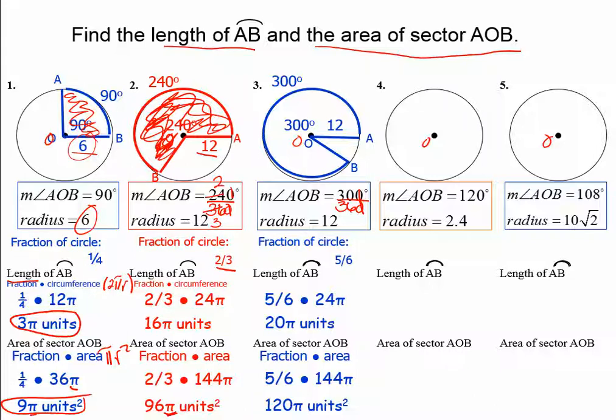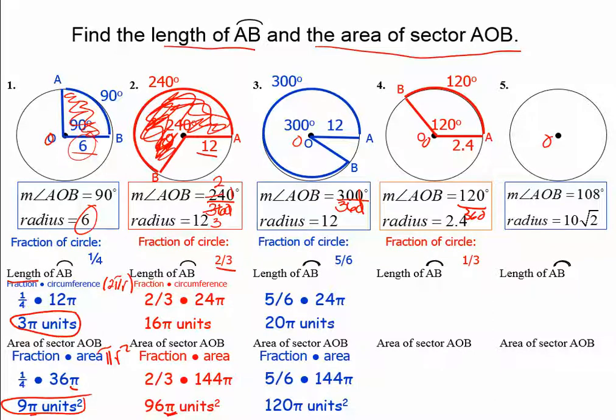Okay, pause the video. Try to do number 4 on your own. See what you come up with. Okay, let's see how you did. So if I take this 120 and divide it by 360, I get 1/3, so my fractional part is 1/3. I multiply that by 2 pi r.